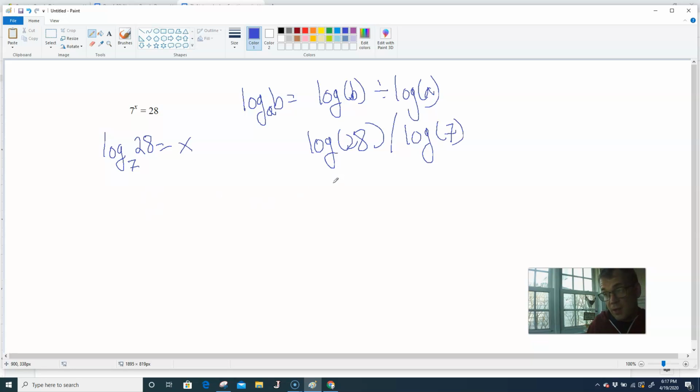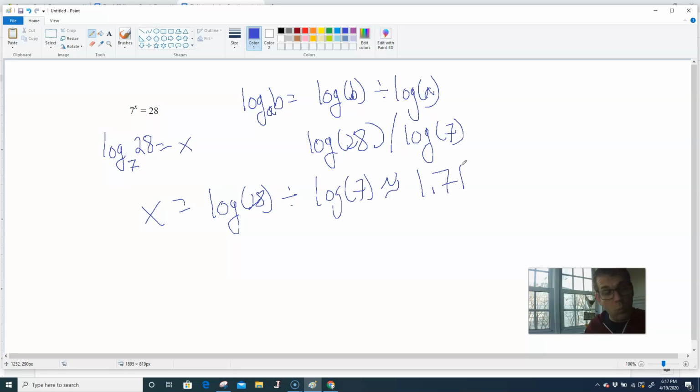But I'm going to do log 28 divided by log of 7, and when I do that, I did it on my phone earlier, which is actually really hard to do on an iPhone correctly. I got log of 28 divided by log of 7, and I'm going to round to 3 decimal places, 1.712. That's my final answer. X is approximately 1.712.